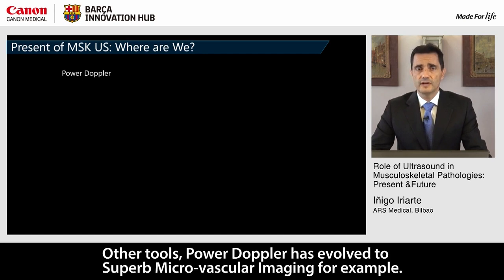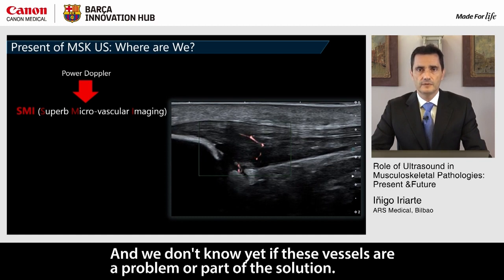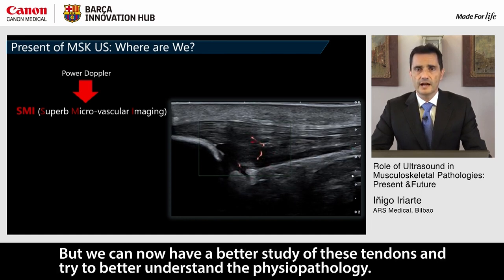Among other tools, Power Doppler has evolved to superb microvascular imaging, for example. Now we can check the changes in the vessels inside the tendon with such precision. And we don't know yet if these vessels are a problem or part of the solution, but we can now have a better study of these tendons and try to understand the pathophysiology better.